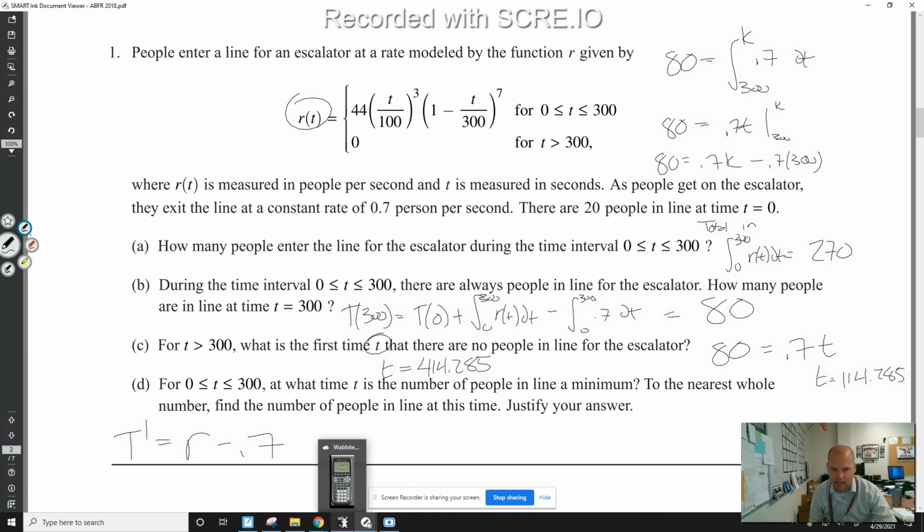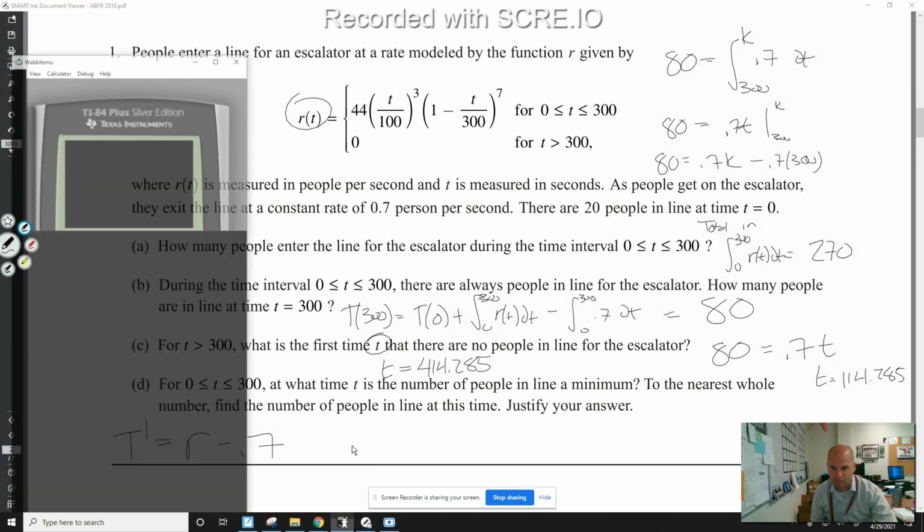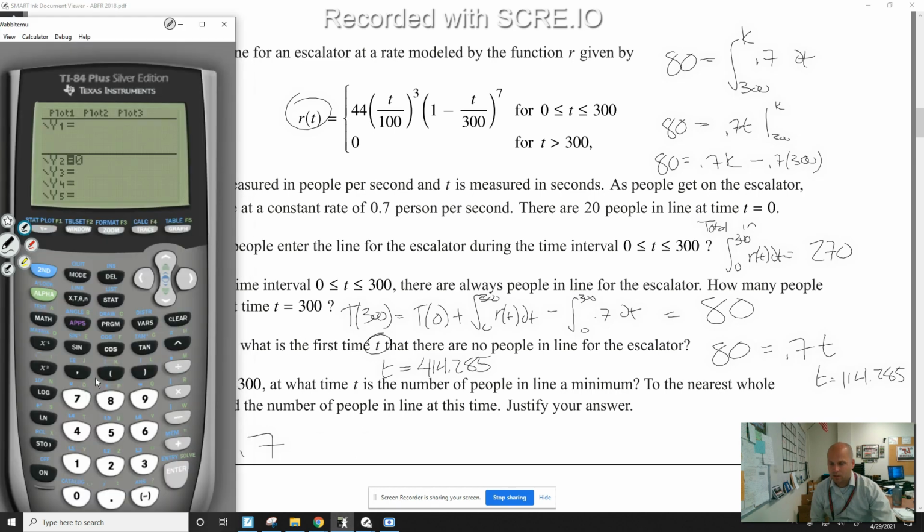I'm going to see when that equals 0. I'm going to graph again, and I need to find the number of people in line at that moment. So here we go. Y equals 44 times t over 100 cubed times 1 minus t over 300 to the 7th. Don't forget minus 0.7. From 0 to 300.